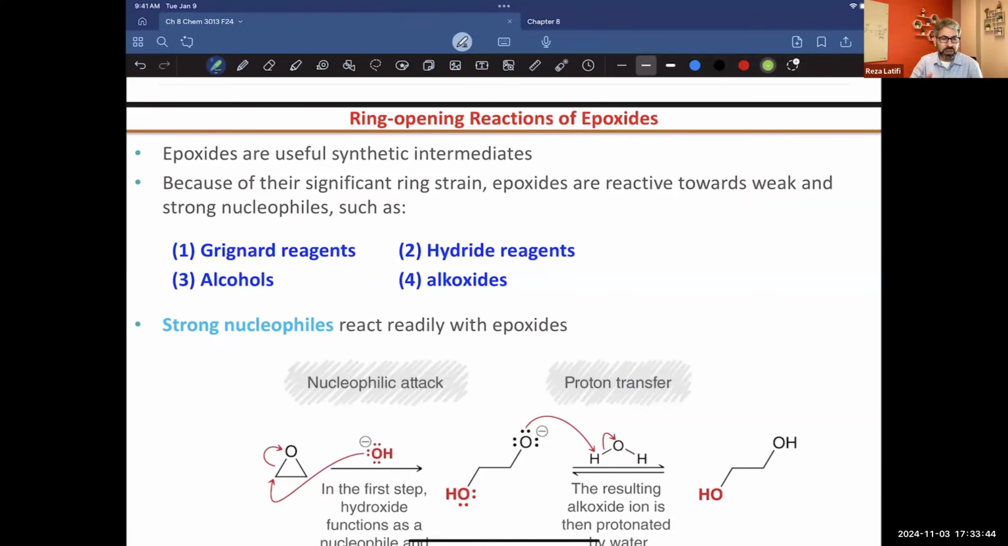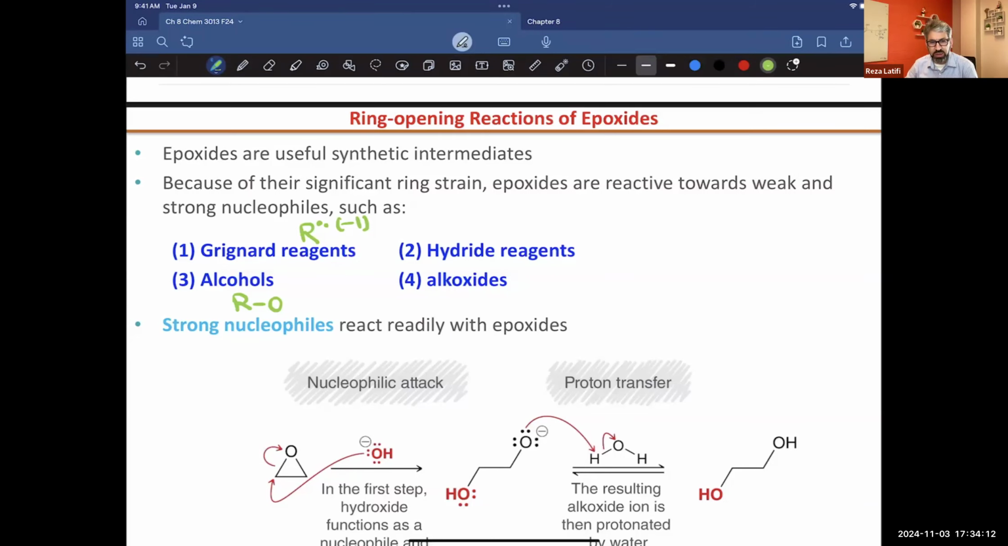For example, when it comes to Grignard reagent, it will add R to the ring, and on the other side we will have alcohol. So we will get R. With alcohol, they will add RO to the ring, so we will get an ether and alcohol.